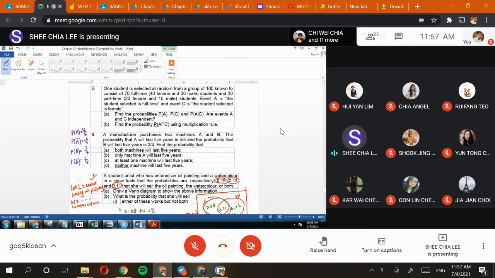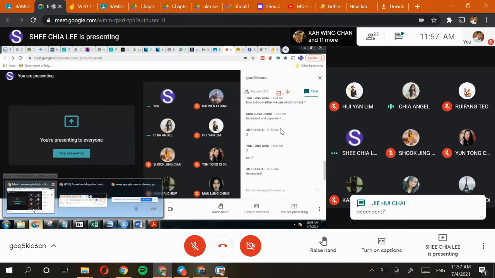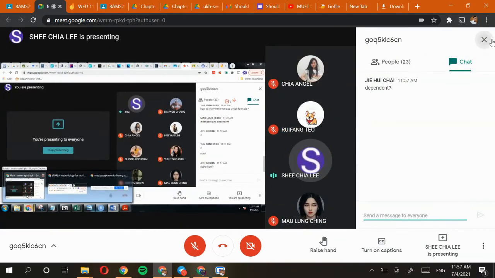So now I ask you first. You think machine A and machine B, whether they can last 5 years or cannot last 5 years, is it independent event or dependent event? Independent or dependent? A and B, you think A and B is independent or dependent? Independent. Why is it independent?